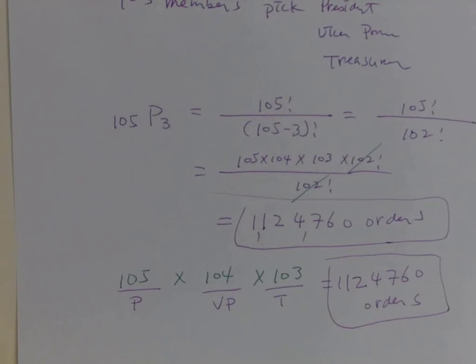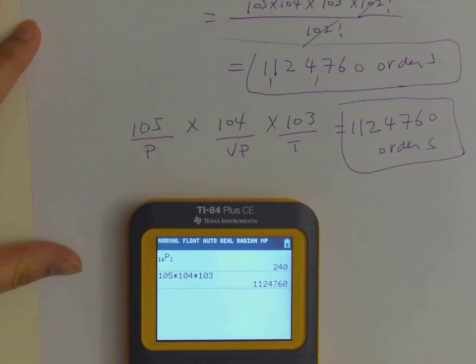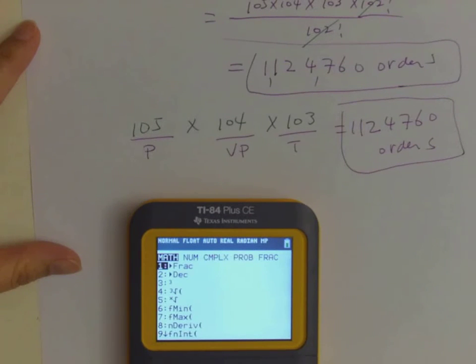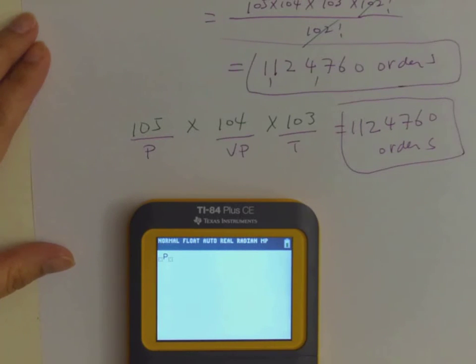And you can always check it with the calculator, depending on whether you have the newer one or the older one. With the newer one, you just do math, probability, and then I need to pick permutation, so it's 2. We do 105 permutation with 3. Okay, so same number.